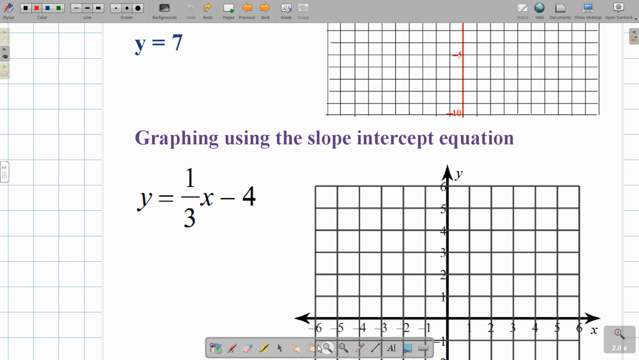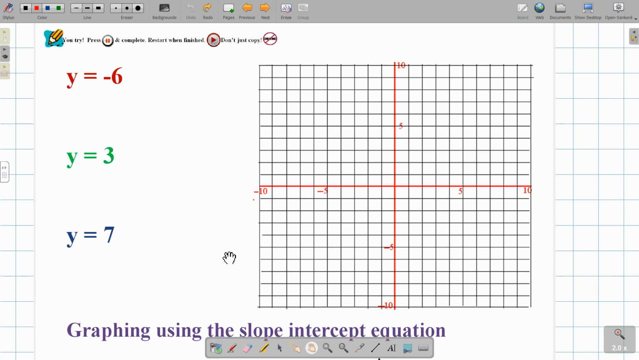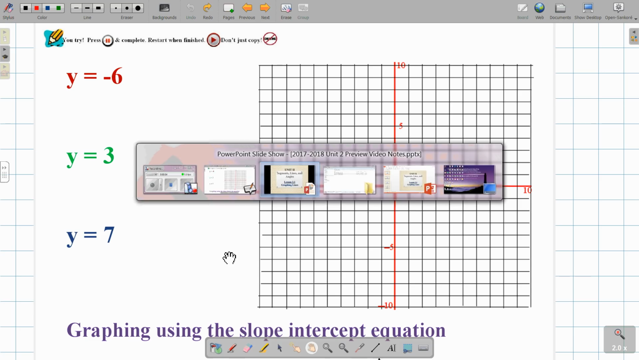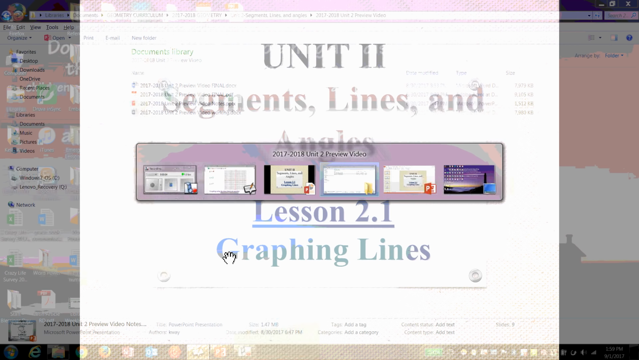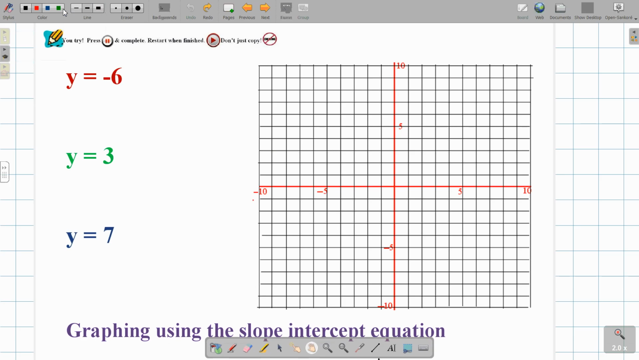Ready? Following what I did for the x's, I'd like you to try to graph these: y equals negative 6, y equals 3, and y equals 7. Do this on your own. Pause the video and restart. Alrighty, let's see how you did.